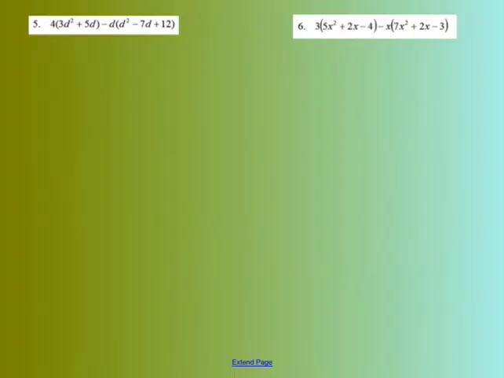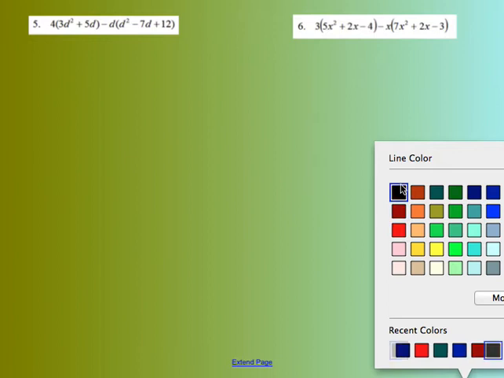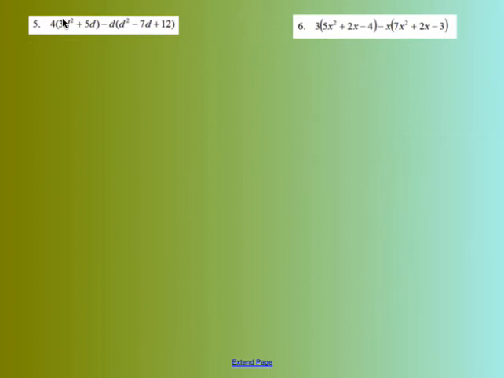So next, let's take a look at number 5. For number 5, here's what I'm going to do. I'm going to take that 4 and distribute it into each of those terms. I'm going to take that negative d and distribute it into each of those terms. So 4 times 3 is 12, and then we have d squared. 4 times 5 is 20, and then we have a d.